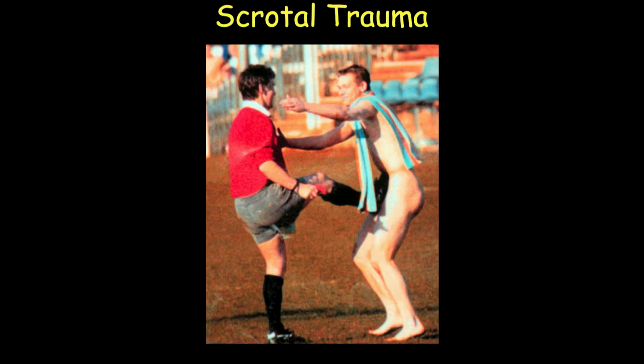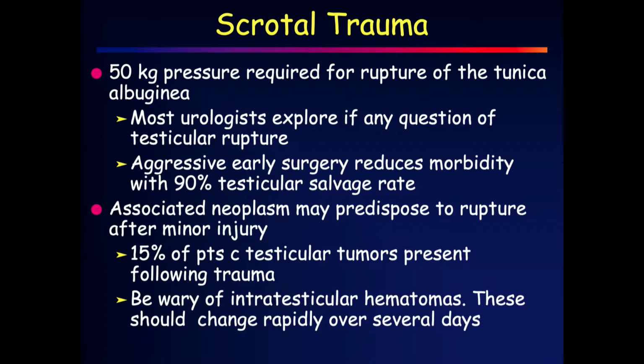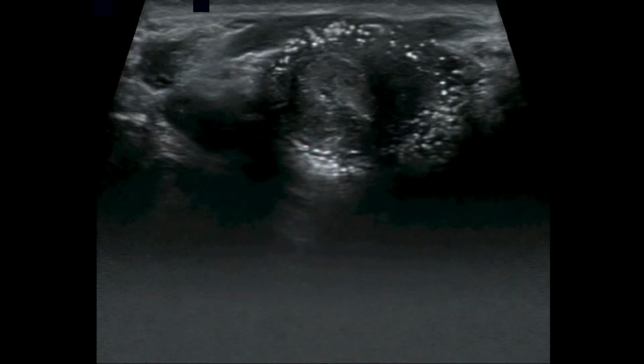Scrotal trauma, this was also from Sports Illustrated here. The main thing here, 2 points. Number one, your urologists are going to go to the OR if there's any question of disruption of the tunica albuginea. So really look at the tunica albuginea, and if you think it's disrupted, they're going to go to the OR for a bunch of good reasons to help the patient. Number two, as we've already seen, make sure there's no tumor underlying it.